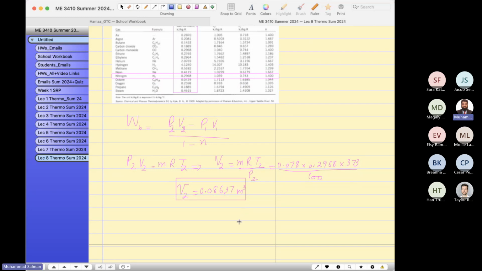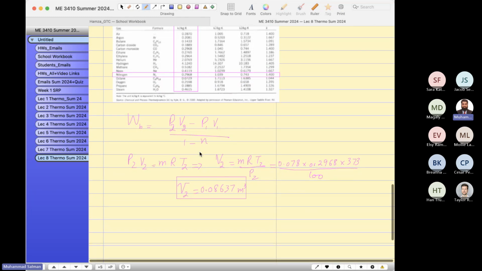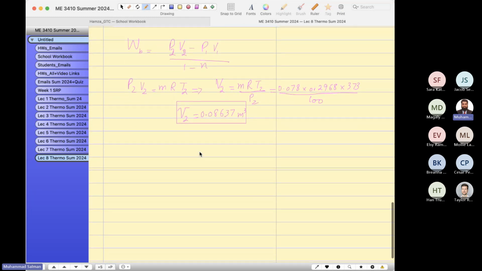So once we know the volume, at state 2, we know this volume is known, and this V1 is known, P1 and P2. But what is unknown is N. We do not know what is N. So N can be found from this relationship, P1 V1 to the N equals P2 V2 to the N. So how will you find this out?